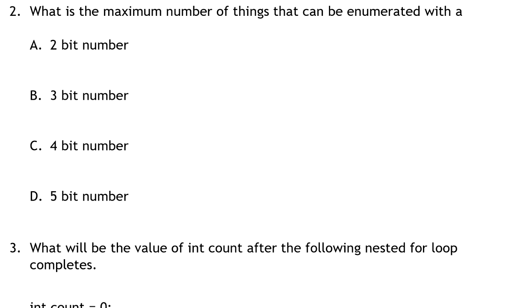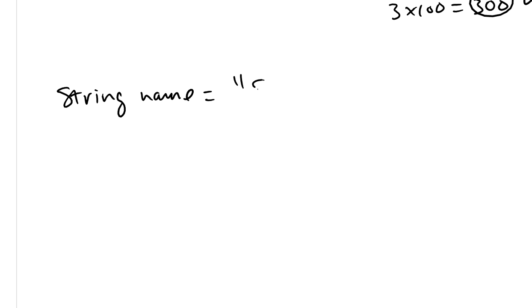I got a little bit of feedback from you as a class. Not exactly sure what I meant, I guess, by the word enumerated. So what I'm trying to say is, how many different things can I keep track of? If you were to think of a string, let me come over here, I'll say string name equals, I'll just give it a string literal.